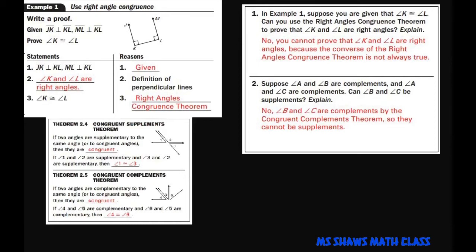Now, suppose angle A and angle B are complements, and angle A and C are complements. Can angle B and C be supplements? No, these two are basically separate. The supplements, remember, are based off 180 degrees, and the complements add up to 90 degrees. They're separate things.